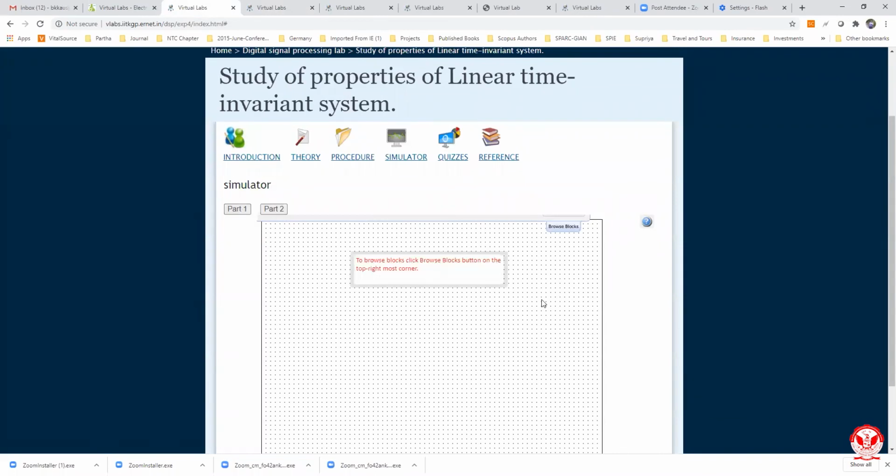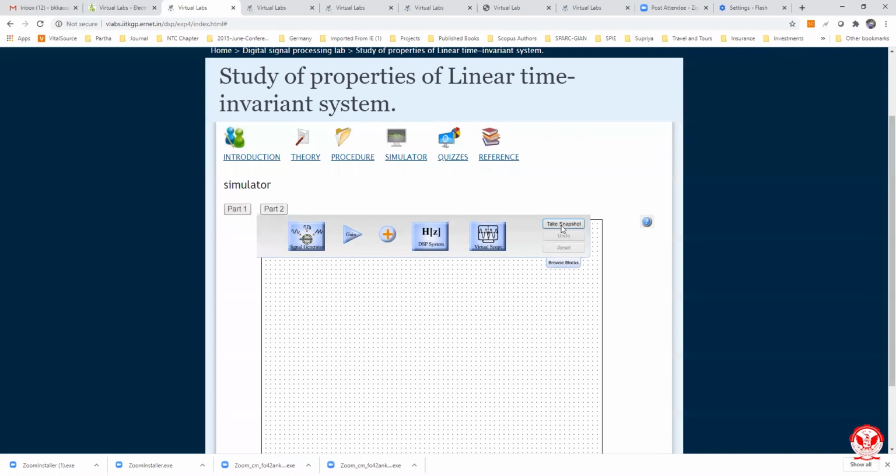In the linear system, we know it follows the property of superposition and homogeneity. In the simulator here, we click on the browse block buttons. We have 5 blocks. The first one is the signal generator. The second one is the gain. The third one is the adding block. The fourth one is the DSP system that has to be verified for the linear or time invariant property. The next one is the virtual scope. The signal generator we select here.